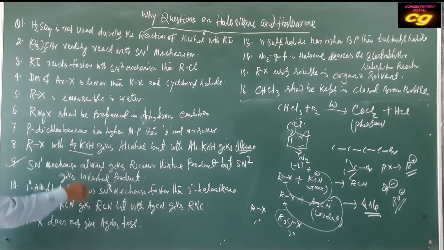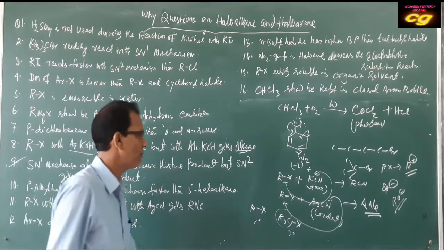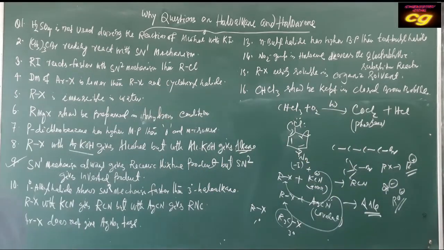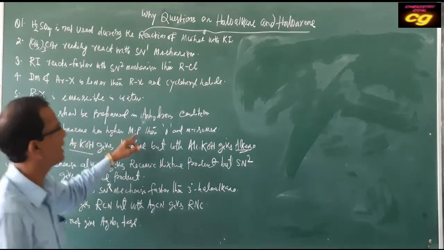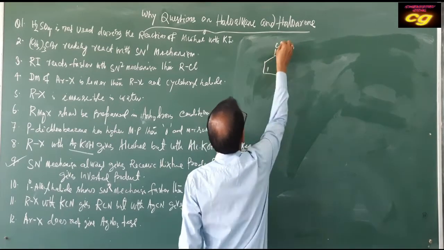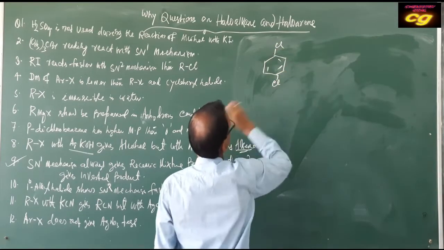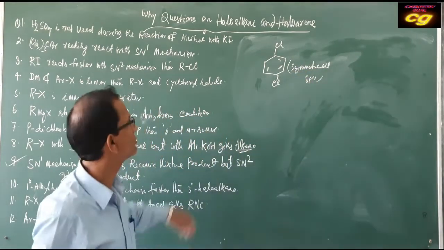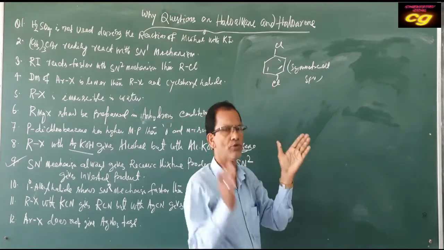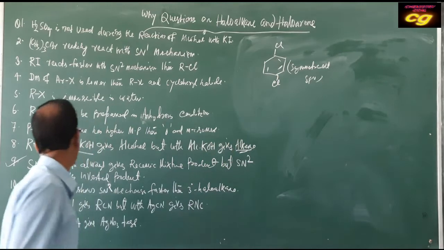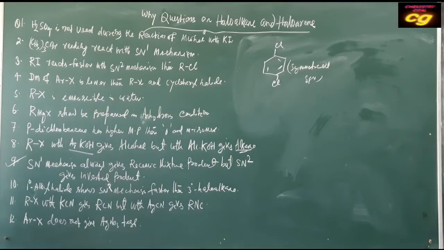Then paradichlorobenzene has a higher melting point than ortho and meta, because if you draw the structure of para, paradichlorobenzene has a more symmetrical structure. As it is symmetrical, better close packing occurs in the crystal. That's why its melting point is the highest.